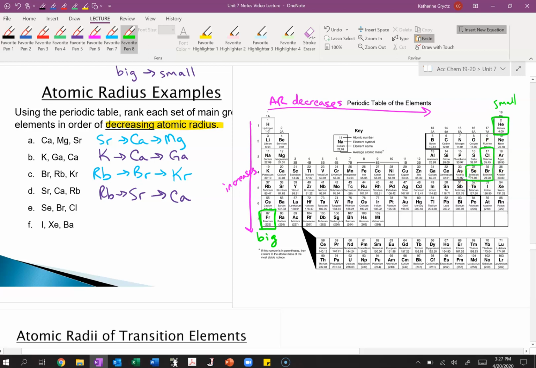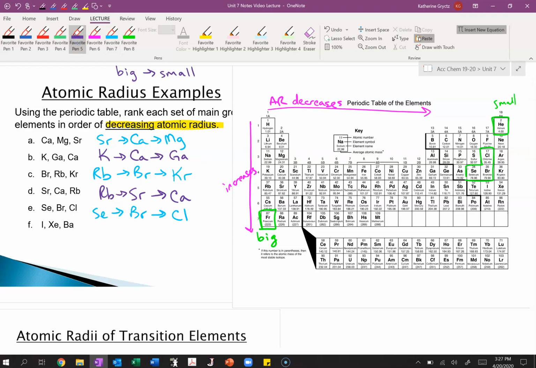Okay, it's the same situation with different energy levels. So I see that chlorine only has 3 energy levels. It's going to be the smallest. Okay, and then out of selenium and bromine, bromine has more protons in that same energy level. So bromine is going to be a little smaller than selenium.